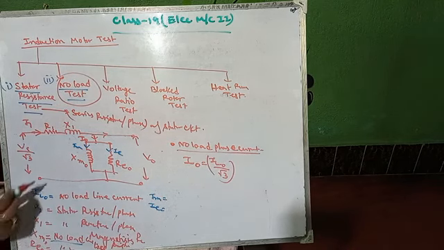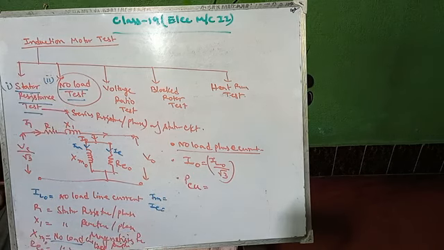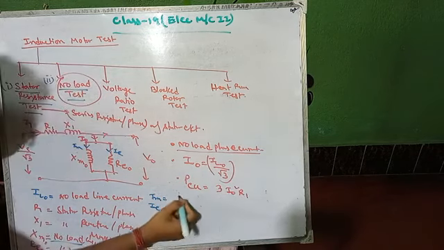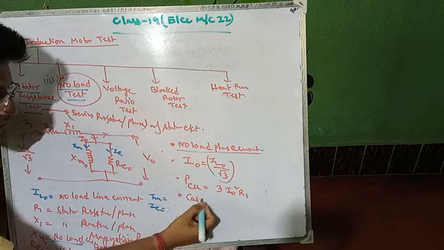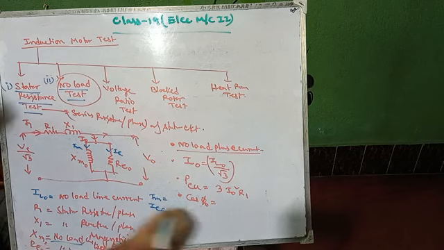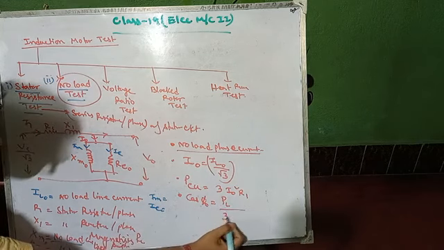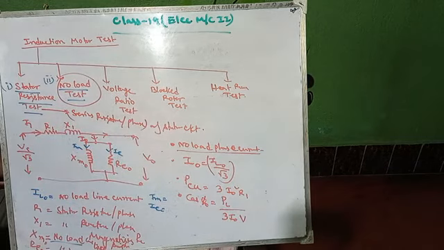Okay, so next one, stator copper loss. Stator copper loss PCU equals 3 I naught square into R1. And third one, no load power factor. No load power factor cos phi naught equals PL by 3 I naught V.